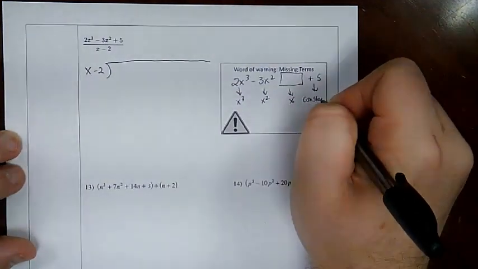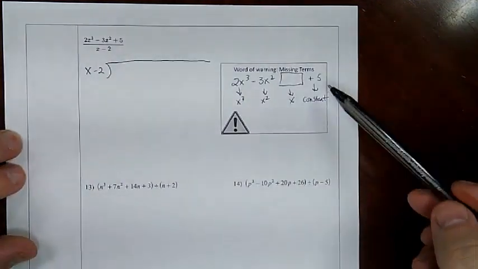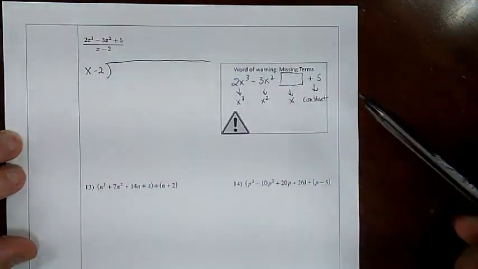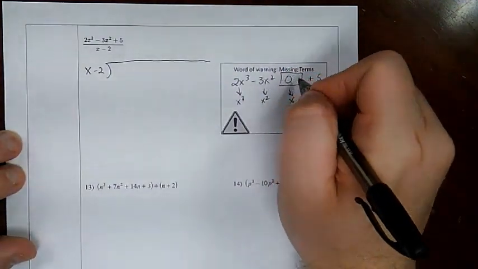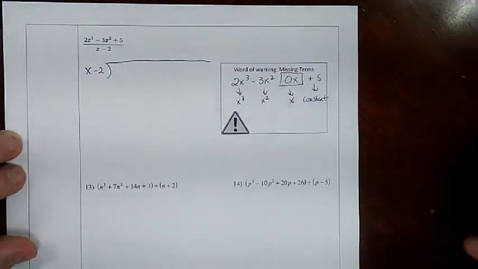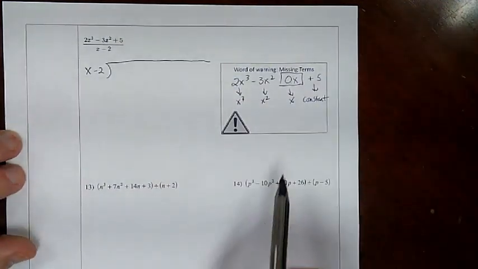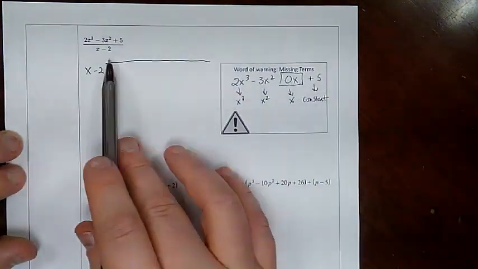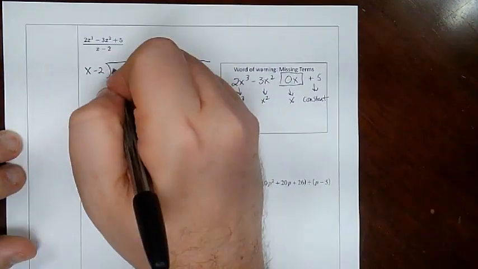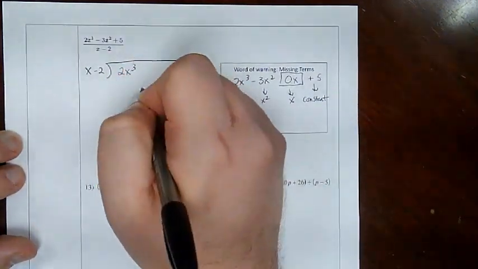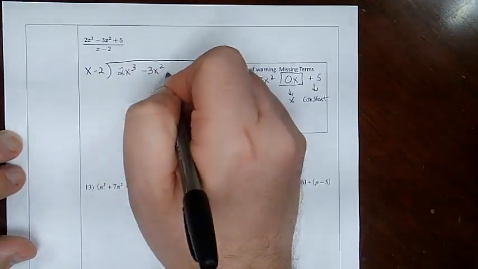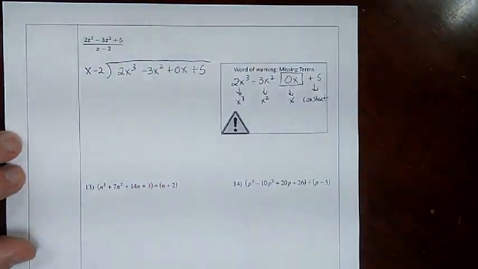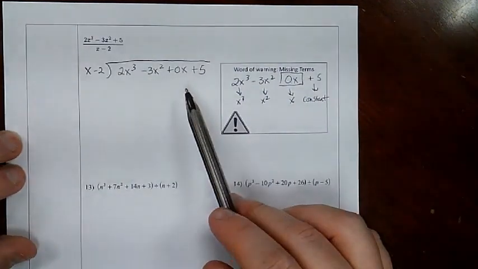So anytime there is a missing term, we need to make sure that we put in a 0. So I'm going to write this as 0x because it's not there. And this has to go underneath our division symbol. So I'm going to write 2x cubed minus 3x squared plus 0x plus 5. So be very cautious when you're writing these to check for missing terms.